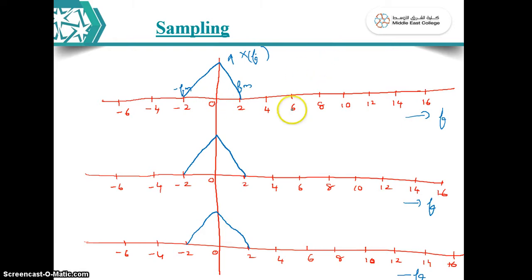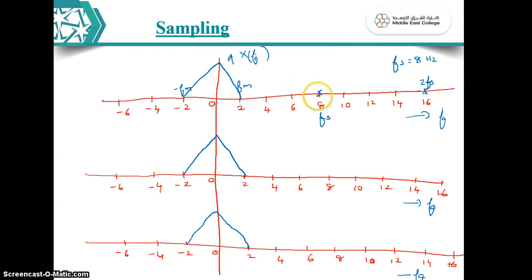Now the second sample will come at Fs. What was our Fs in the first case? Fs in the first case was 8. We have taken 8 samples per second, so Fs was 8 Hz. After 0, the next sample should be taken at 8 Hz and the next at 16 Hz. So this will be our Fs, this will be our 2Fs.